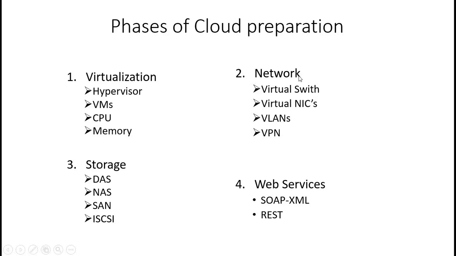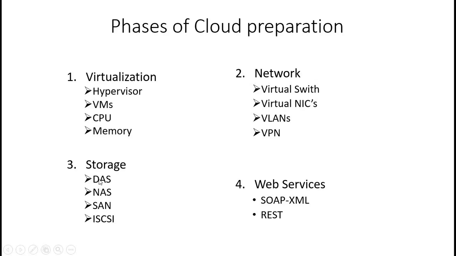Number two, virtual switches. Now when you create a cloud, you are working on a virtualized environment, everything will be virtualized. So you need to know what a virtual switch is, what virtual NICs, VLANs, and VPNs are. We will discuss in detail in the coming weeks. I'm just providing the requirement here, what we need to know, and what we will use while creating the cloud. Number three is storage.